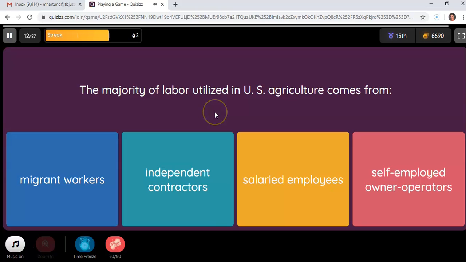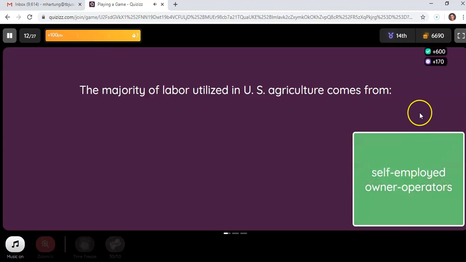The majority of labor utilized in U.S. agriculture comes from, maybe comes from self-employed owner-operators, smaller farms. I'm going with that one.